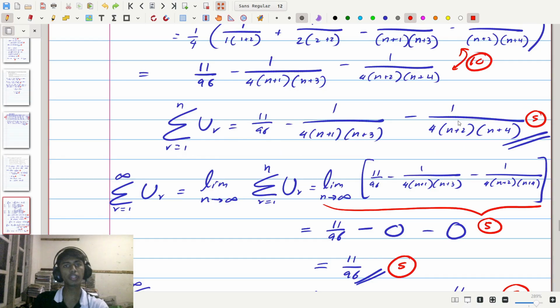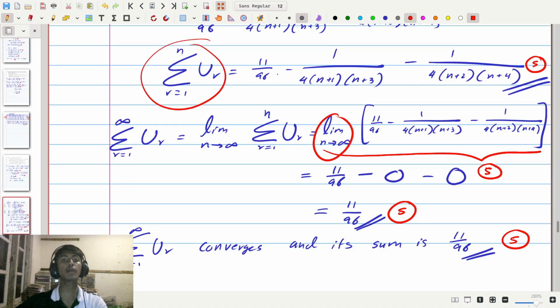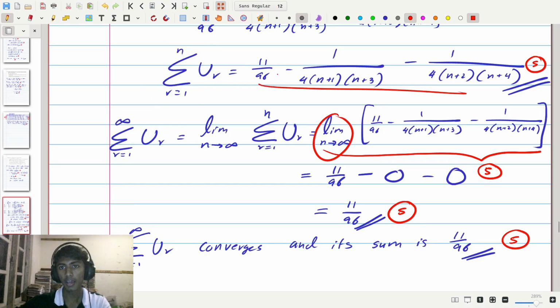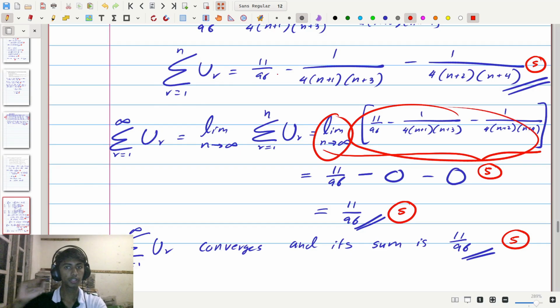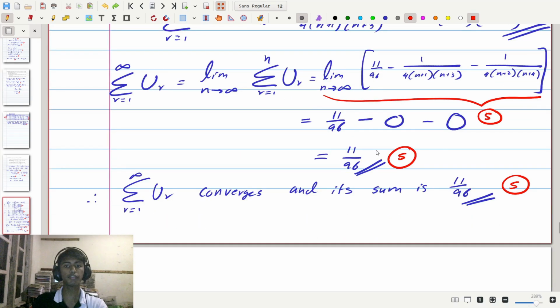Now after this, for the next part of the question, when you are asked to test for the convergence, when you write down that the sum from r equals 1 up to infinity of u of r is simply the limit as n approaches infinity of the sum from r equals 1 up to n of u of r, and then you apply the limit to the expression obtained for the sum from r equals 1 up to n of u of r like so, doing this gets you 5 marks. Now when you apply the limit and you get the final answer of 11 over 96, that gets you another 5 marks.